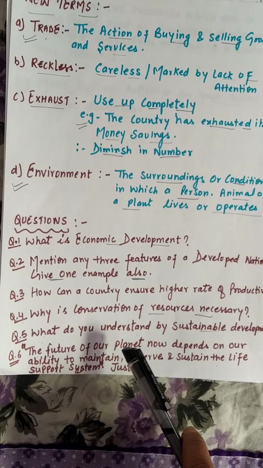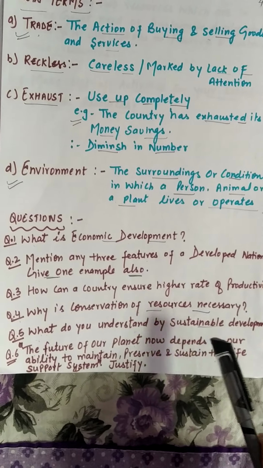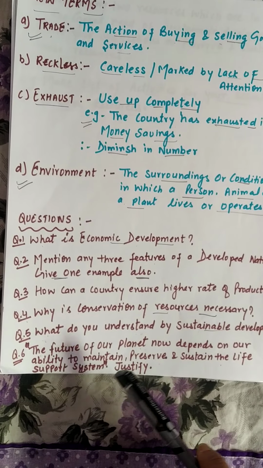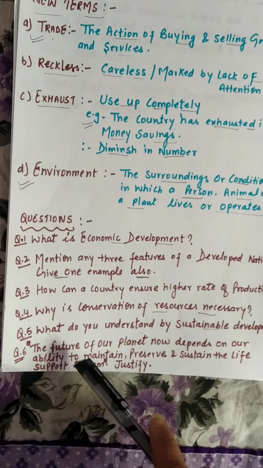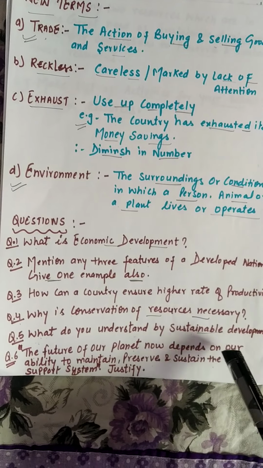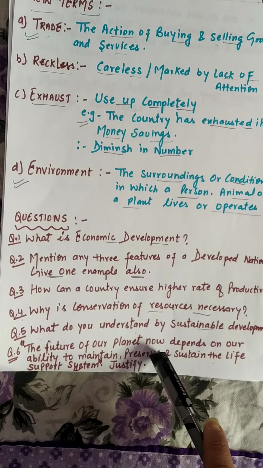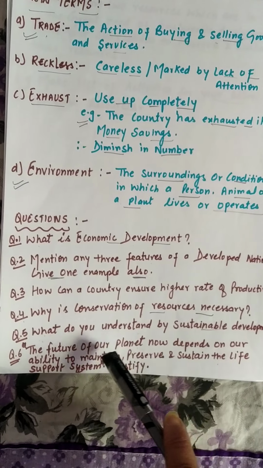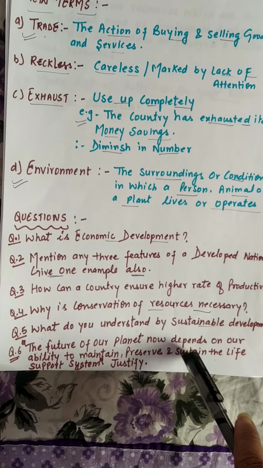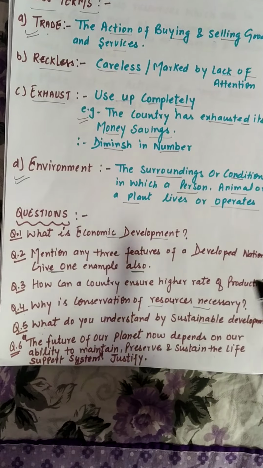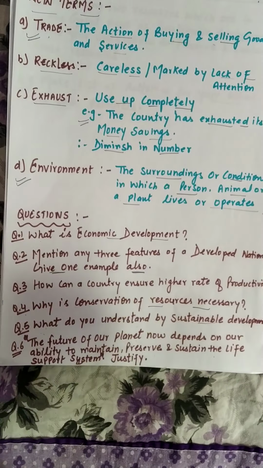The future of our planet now depends on our ability to maintain, preserve and sustain the life support system. You need to justify it. That means say whether the statement is correct or not. So yes, the future of our planet depends on our ability to maintain and preserve. So you will start with the statement and then write after it that the future of our planet depends on how we treat our planet now.